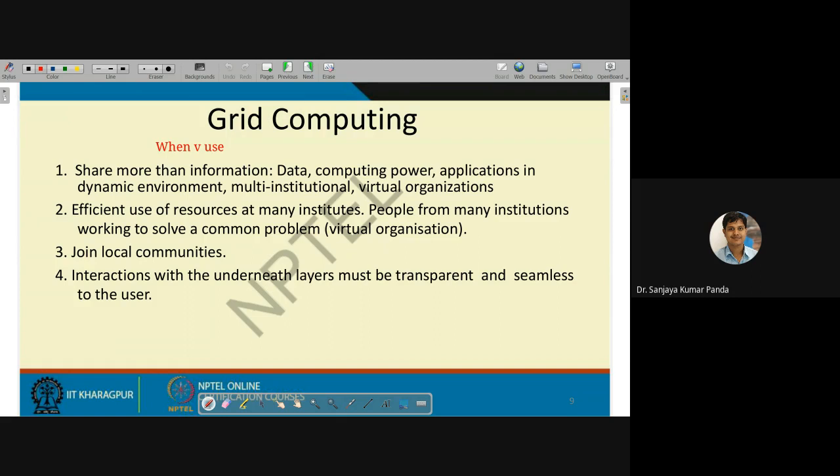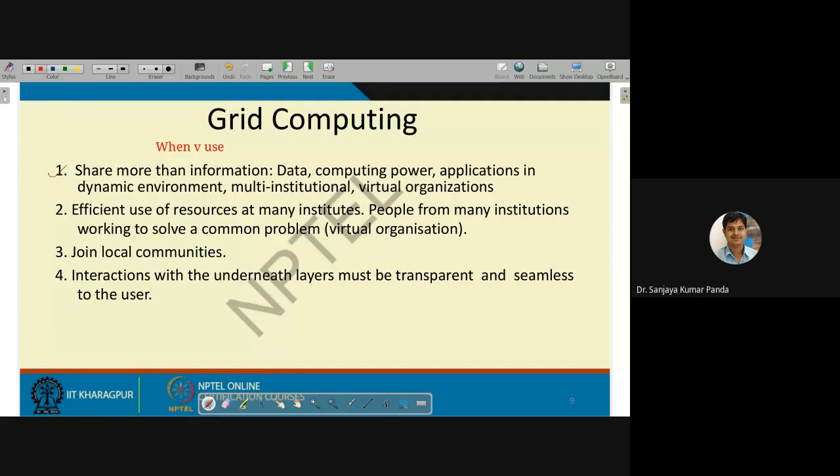So grid actually means that we have to share more than information. Not only the data and information will help you, but you also have to share your clock cycles or computing power and applications in a dynamic environment. It may be multi-institutional and a virtual organization. It is not limited to a particular organization or a particular company. Multiple companies need to group together in order to provide resources so that a particular application can be executed or you can generate the result for that particular application.